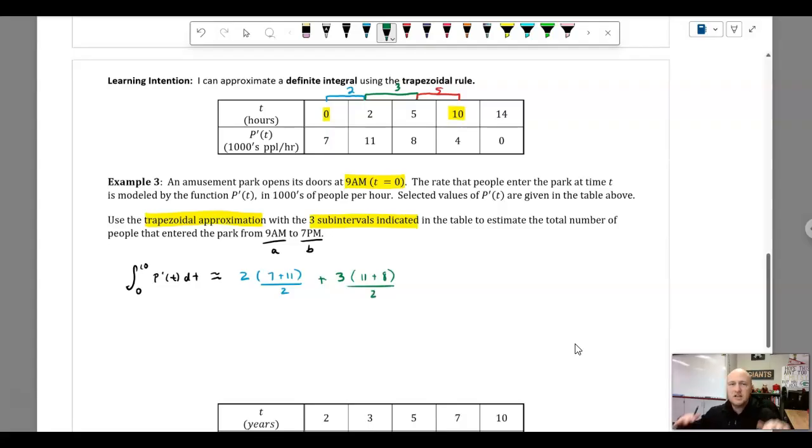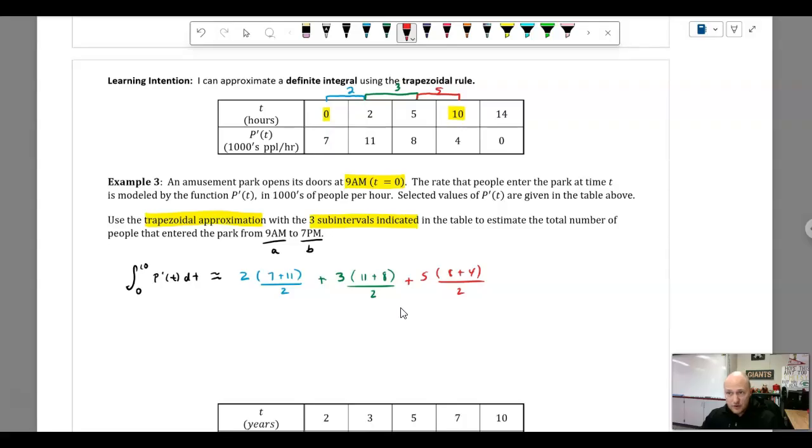So we're getting the total, right? The accumulation of people entering this park. Oh my gosh, is it Disneyland? Plus, for the last one here, over 5 hours, we started at 8,000, ended at 4,000. So we'll average those to get our heights. And there you go. That is it.